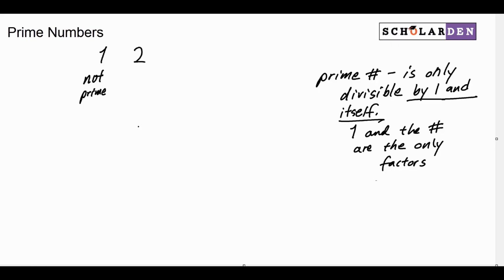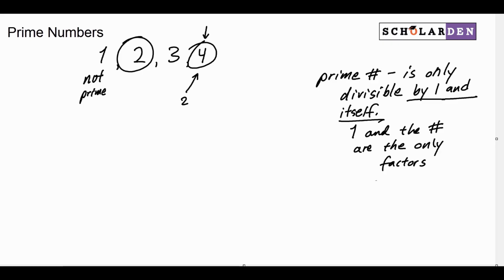2 fits the definition because it's divisible by 1, and the only other number is 2. But notice that no other even number is prime. Because, well, let's start with 3. 3 is prime. Only 1 and 3 go into it. Once we get to the next even number, 2 will go into it. So immediately there's another number besides 1 and the number. So the only even number that's prime is 2. Every other prime number is odd, and 1 is not prime.